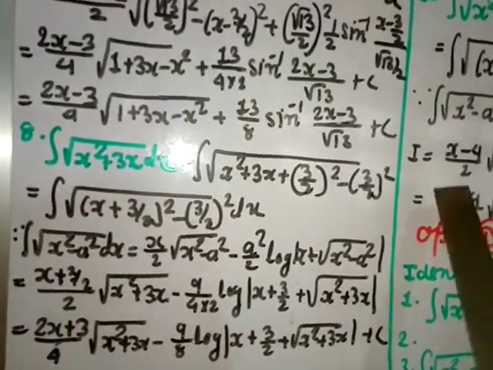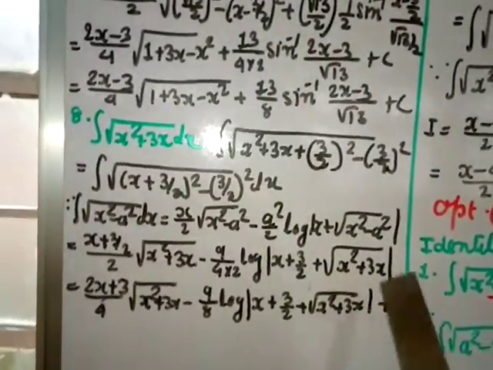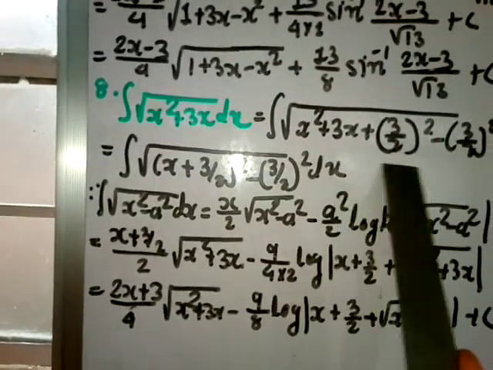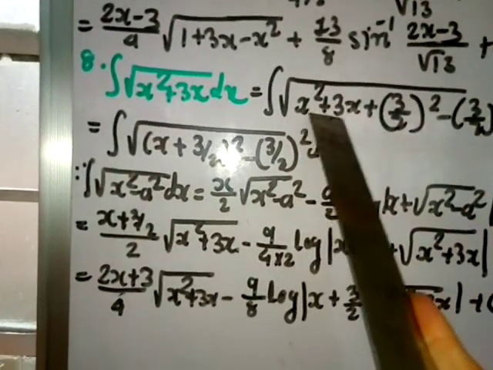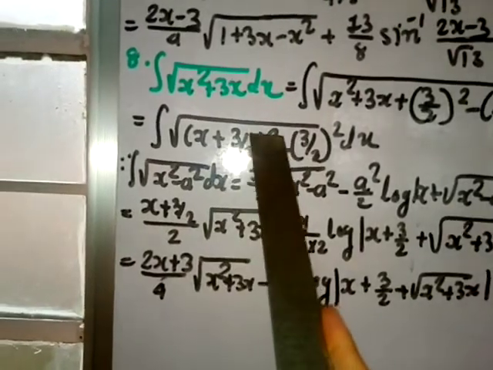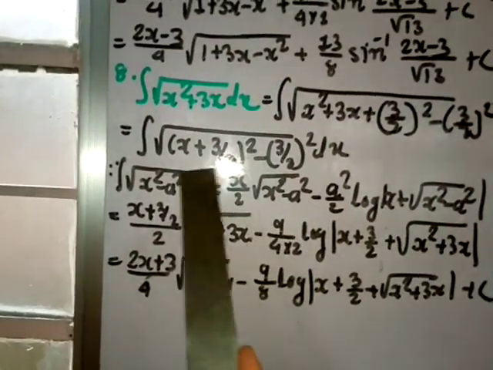There is no constant term here, so you don't have to write that. And then this first one will become a perfect square. But here it is x plus, so x plus 3 by 2 whole square minus 3 by 2 whole square. Then this is the x term.